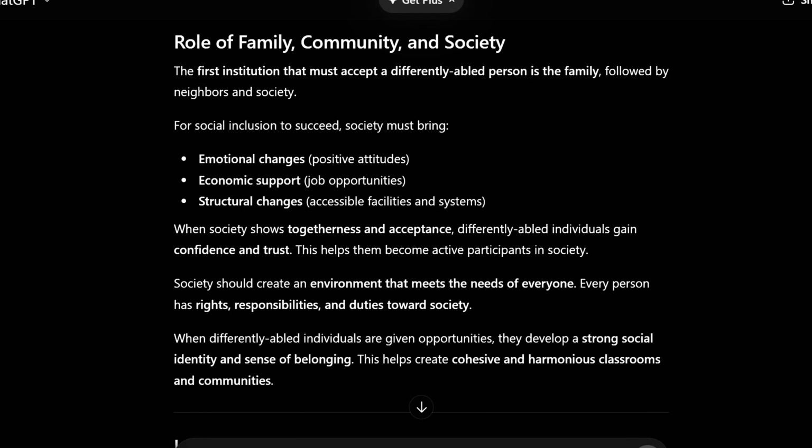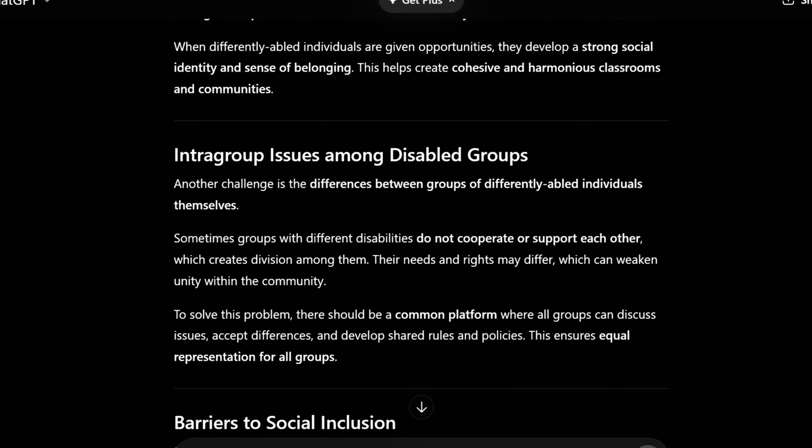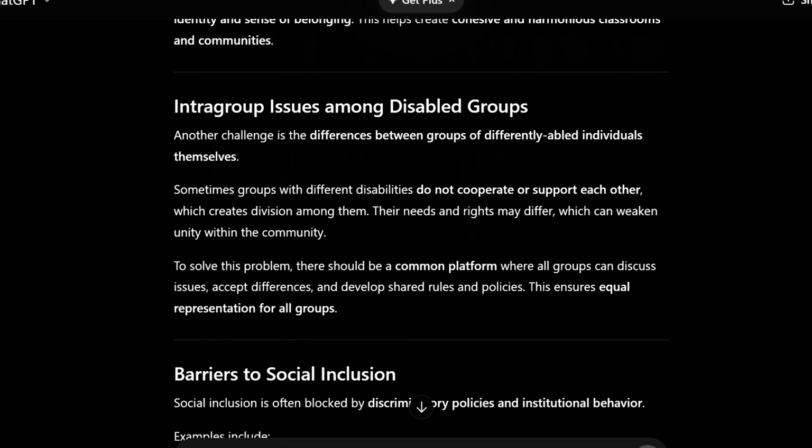Society should create an environment that meets the needs of everyone. Every person has rights, responsibilities, and duties towards society. When differently abled individuals are given opportunities, they develop a strong social identity and sense of belonging. This helps create cohesive and harmonious classrooms and communities.